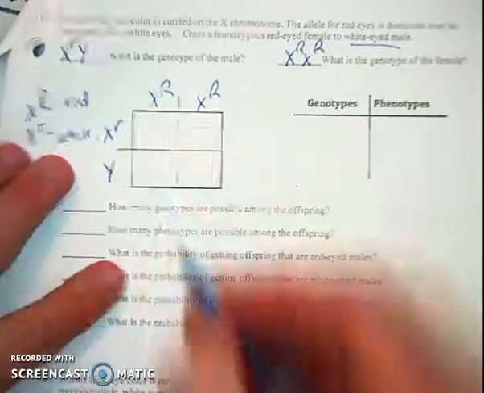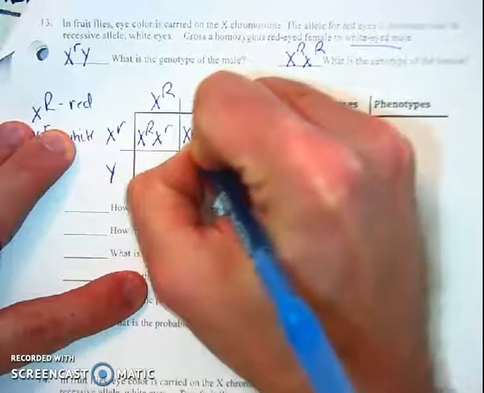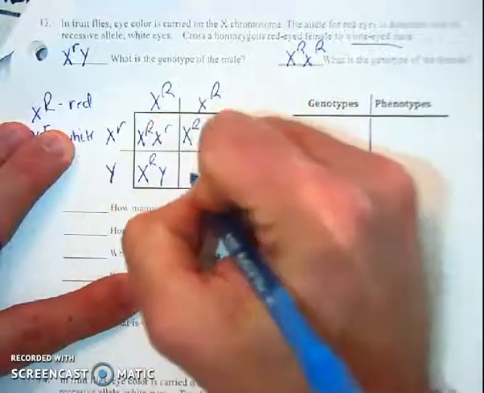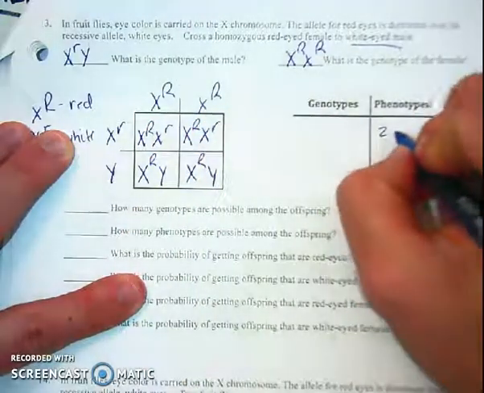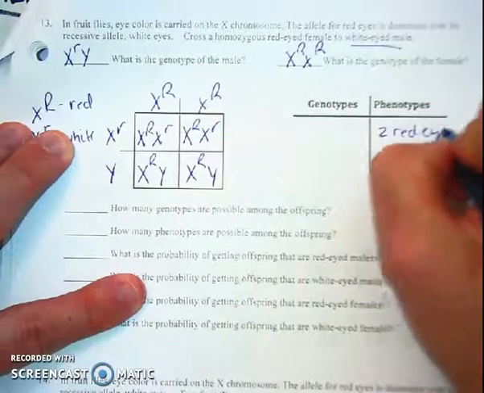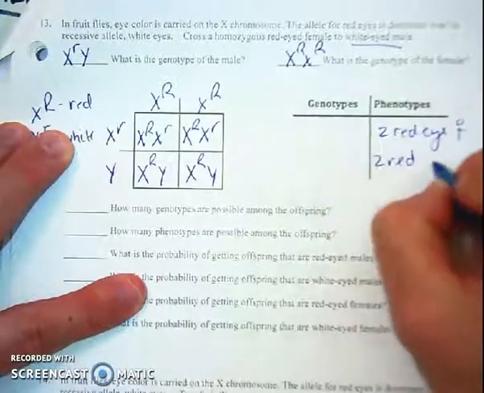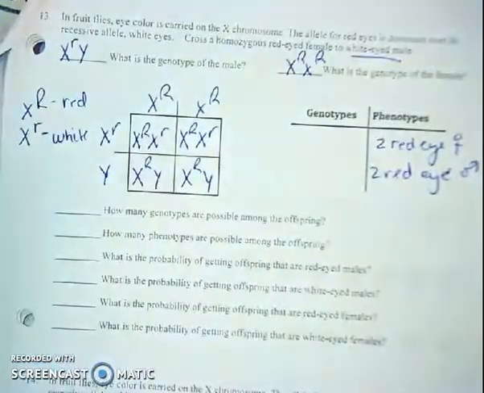So this would be a red-eyed female, red-eyed female, red-eyed male, red-eyed male. So you still have two red-eyed females, two red-eyed males. All right. If you have any questions, let me know.